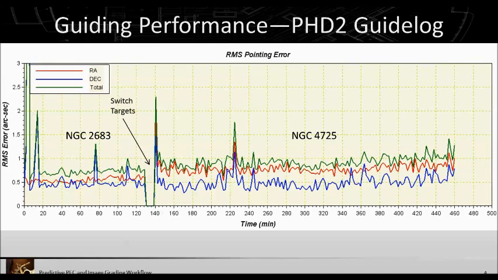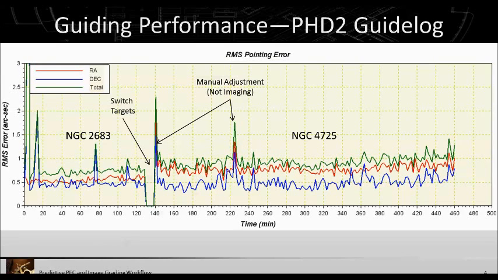Now, this little gap here is when I switched targets from 2683 to 4725, so that's understandable. And then these larger spikes that you see, including this guy over here and this guy over here, represent manual adjustments that I made to the pointing to compensate for a little bit of drift that was going on due to probably imperfect polar alignment. But I was not imaging during those.